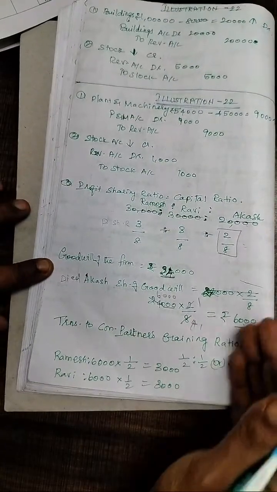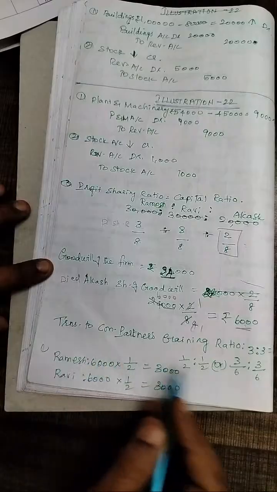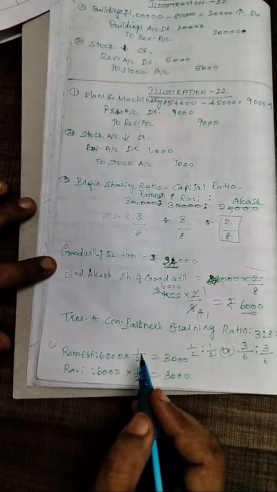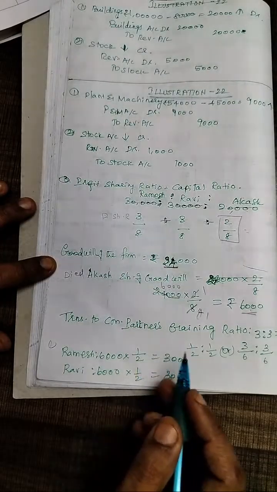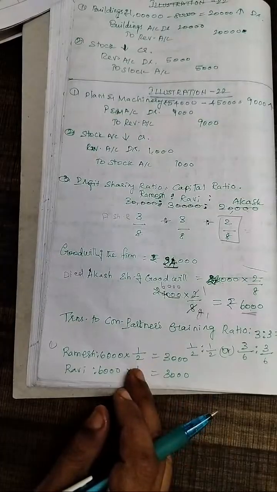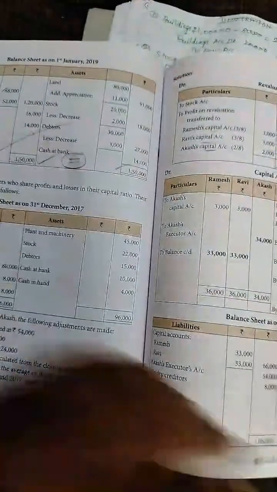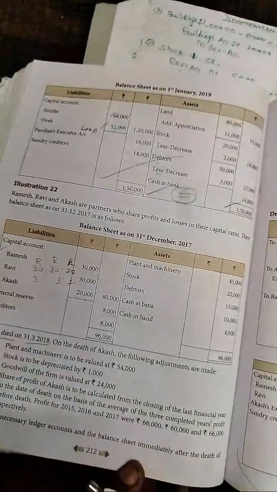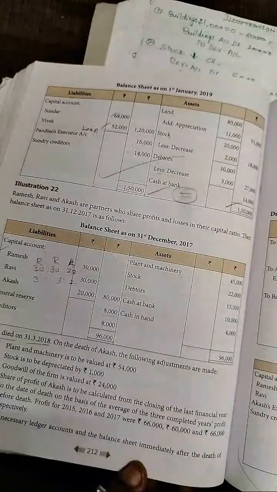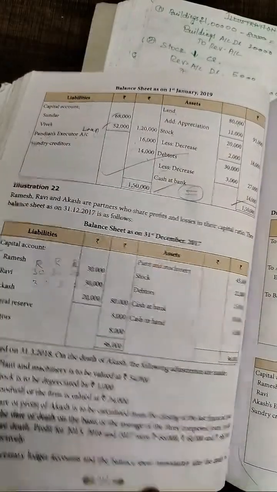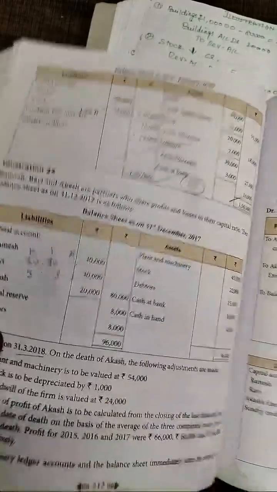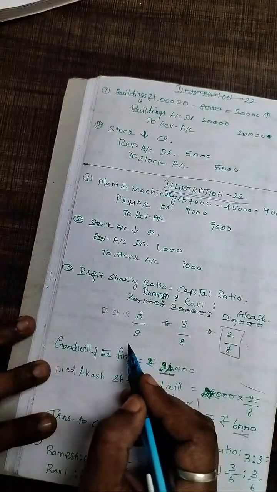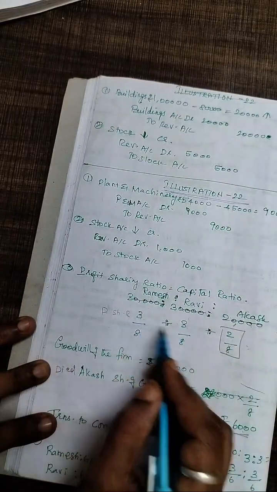That share of goodwill is immediately transferred to the continuing partners in the gaining ratio. How can you find the continuing partners' gaining ratio if the new profit sharing ratio is not given? If the new profit sharing ratio is given in the question, you can calculate the gaining ratio by subtracting old ratio minus new ratio. But here the gaining ratio is not given. So how can you find the gaining ratio? We can take the old ratio as the gaining ratio.